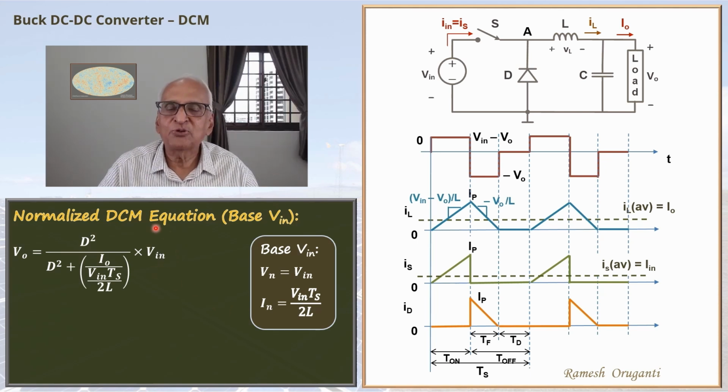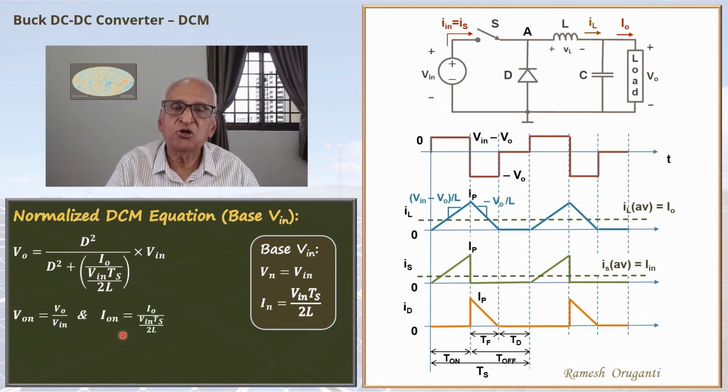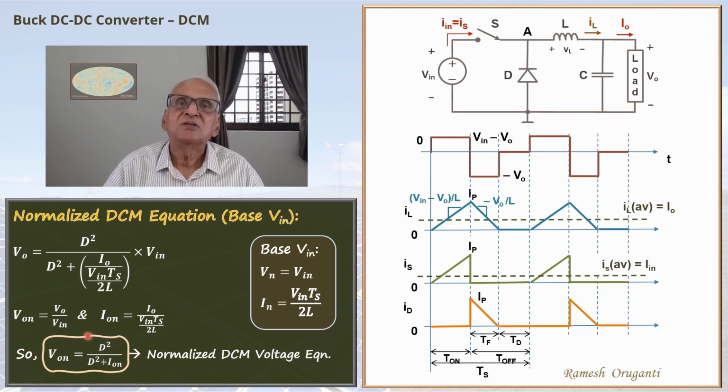If I bring the V in over to this side, V naught by V in, that is the normalized output voltage. I naught by V in Ts by 2L, that is the normalized output current. So VON is the normalized output voltage, that is V naught by V in. ION is the normalized output current, which is equal to I naught by In, which is equal to I naught divided by V in Ts by 2L. I can rewrite this equation as VON equals d squared by d squared plus ION. So it's in a fairly compact form now.